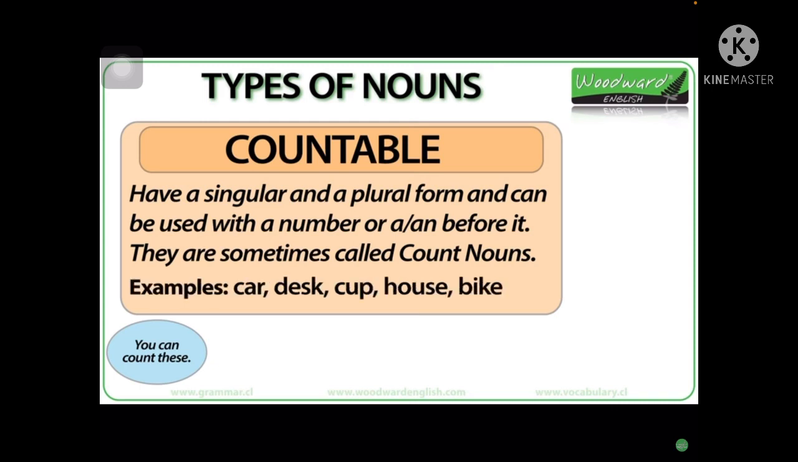Some examples of countable nouns are car, desk, cup, house, bike. You can count cars. You can say 1 car, 2 cars. Cup is a countable noun because you can count 1 cup and 2 cups.